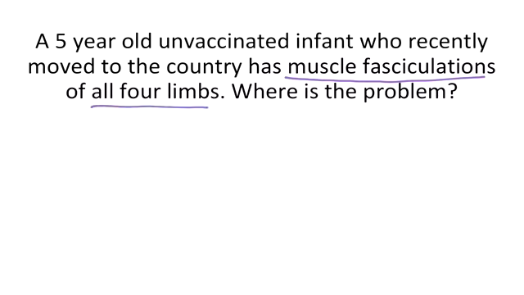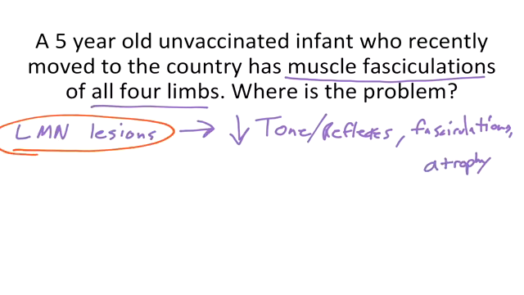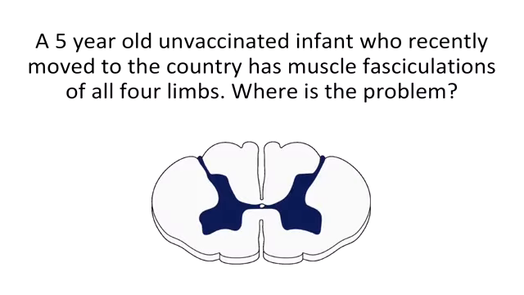Where's the problem? Well, first identify the symptom as a lower motor neuron lesion, and recall that signs of lower motor neuron lesions include decreased tone and reflexes, fasciculations, and atrophy. So we believe that this patient has a lower motor neuron lesion. So since we have identified the lesion as being a lower motor neuron problem, we can focus our attention on just the spinal cord and ignore the brain.